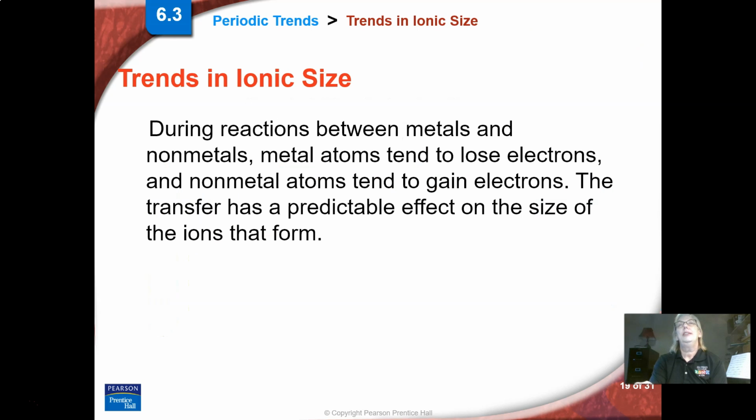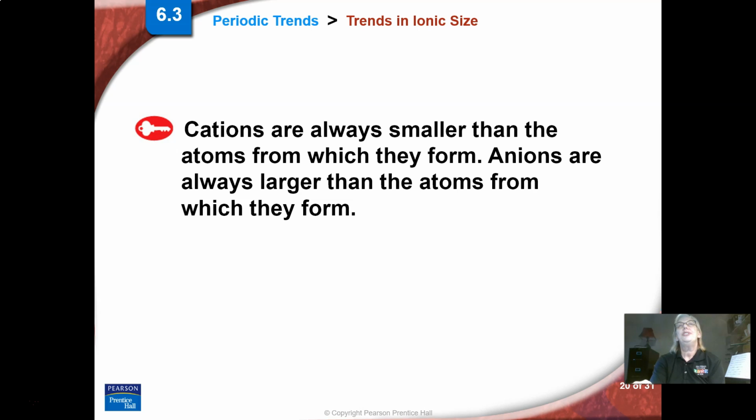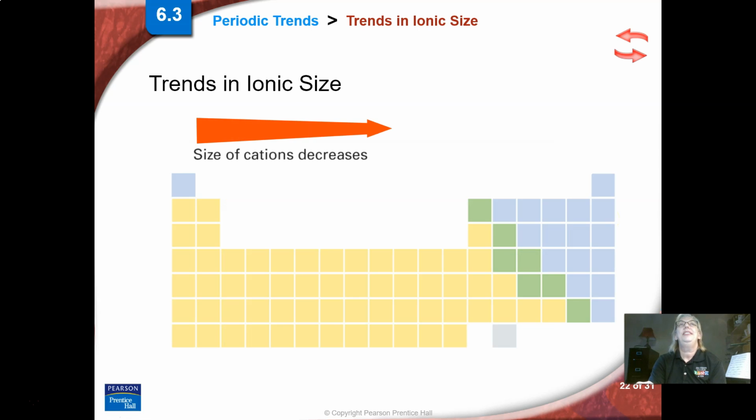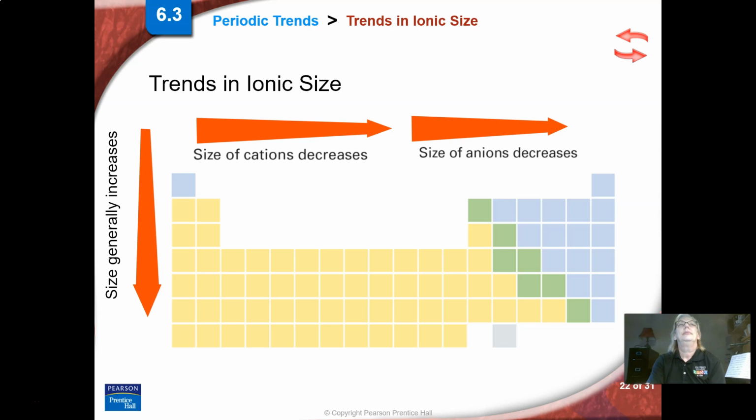So this one I don't care so much about, but here's the trend in ionic size. It's good to know that metals tend to lose and non-metals gain. Cations are smaller because they're losing electrons, and anions are always larger because they gain electrons. So you have lithium, it loses one, it gets smaller. Fluorine loves electrons, it gains one, it gets bigger. Here's the trends. It's a little bit more complicated on the periodic table. So that's trends in ionic size.